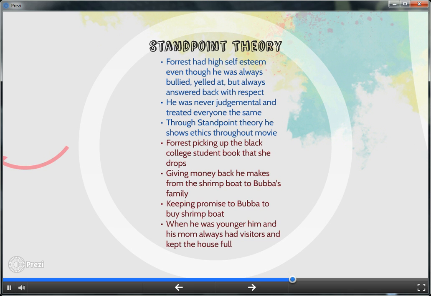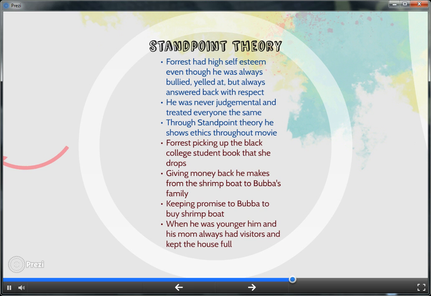A couple more scenes where he shows ethics is when Forrest was younger and his mom had a big house just for them too, but they always had visitors at home, gave them a place to stay, and fed the people. Another one would be Forrest always showed respect to Lieutenant Dan way after they both left the army. Forrest always replied with sir and always gave Lieutenant Dan the ranking power as a lieutenant above Forrest. These are some of the scenes where standpoint theory is shown in the movie.